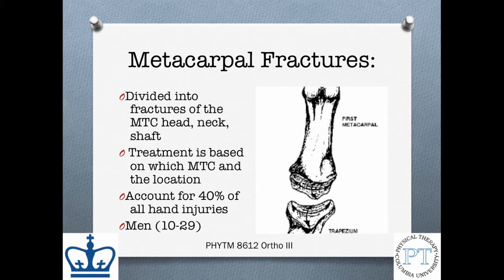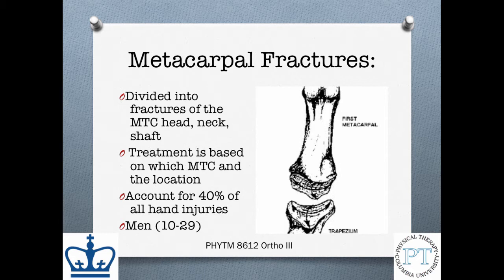So the incidence of metacarpal fractures is they account for 40% of all hand injuries, and they typically occur in men between the ages of 10 and 29. And the metacarpal neck is the most common site of fracture, and the fifth metacarpal is the most commonly injured.